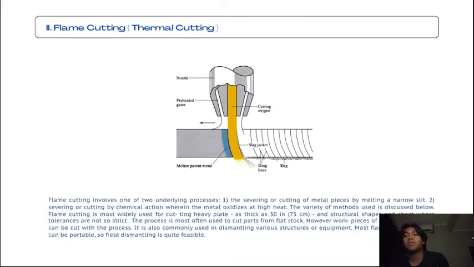So the process is most often used to cut parts from flat stock. However, workpieces of many other shapes can be cut with this process. It is also commonly used in dismantling various structures or equipment. So most flame cutting torches can be portable, so field dismantling is quite feasible.